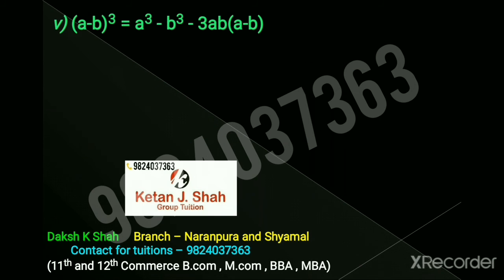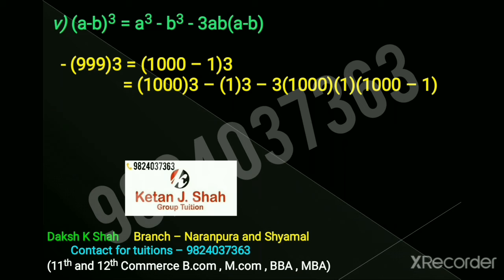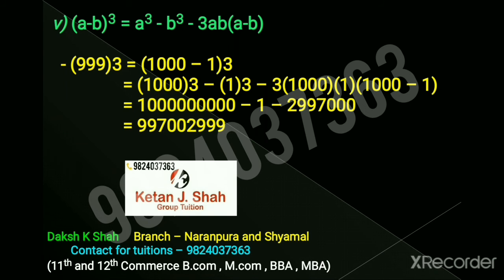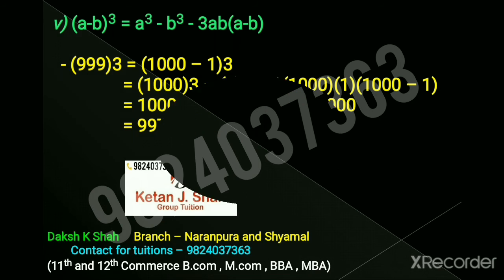Then in the same way it can be asked as a numerical, but it can be with minus. So when it is given 999 whole cube, then you should not take (900 + 99) whole cube. You should take (1000 − 1) whole cube. It will be easier. So 1000³ − 1³ − 3 × 1000 × 1 × (1000 − 1) equals this large number, and then you can just simplify it to get the answer.